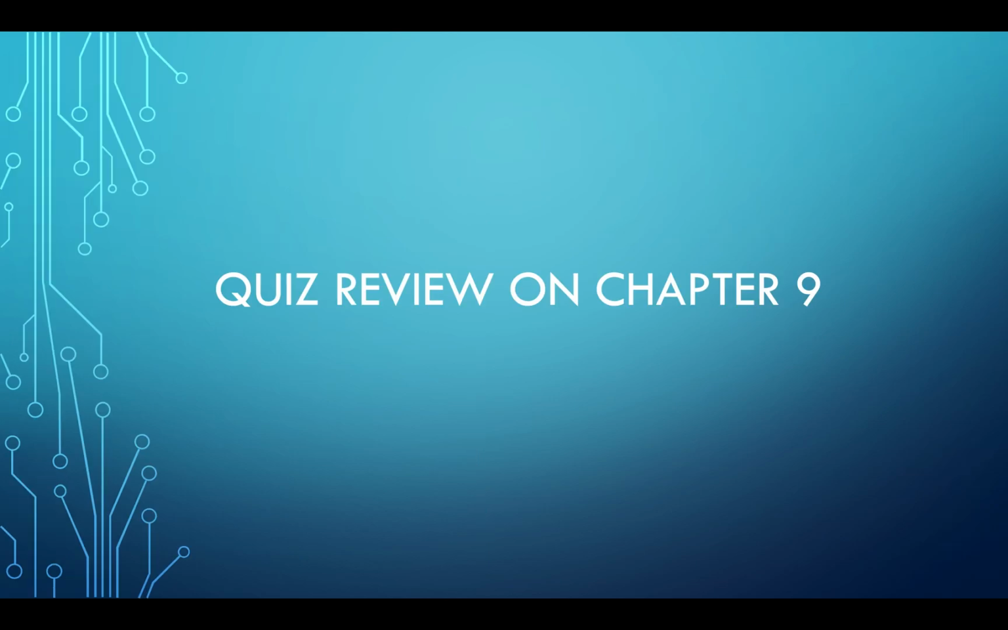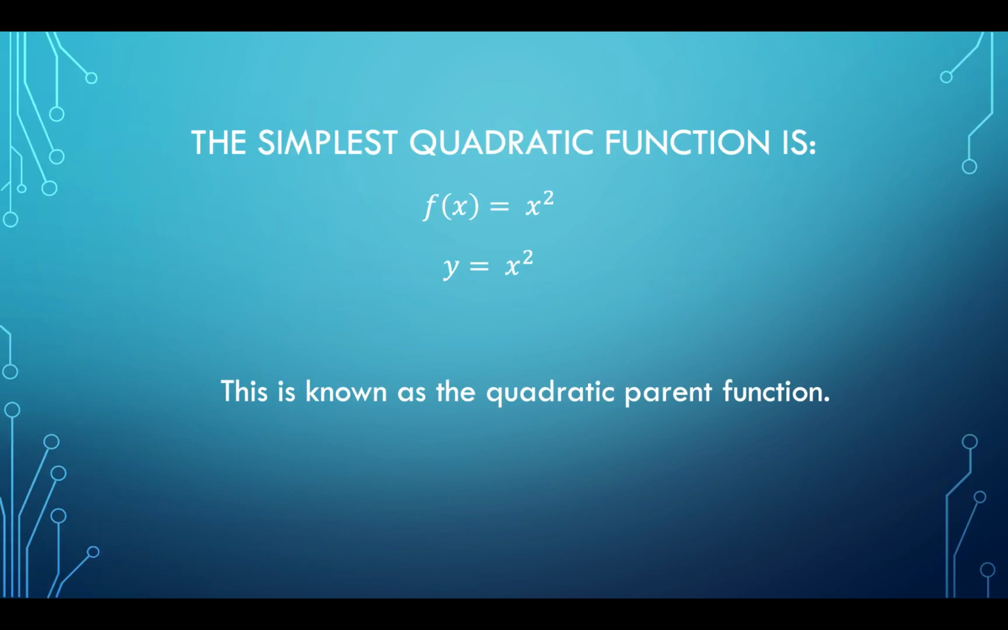So now we're going to do our quiz review on chapter 9. As a reminder, the simplest quadratic function is f of x is equal to x squared, or y is equal to x squared. This is known as the quadratic parent function.